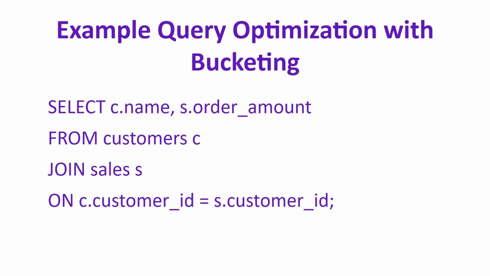You have two large bucketed tables on customer ID, sales and customer. So: select c.name, s.order_amount from customer c join sales s on c.customer_id = s.customer_id. If both tables are bucketed by customer ID into the same number of buckets, Hive skips the shuffle phase and does a bucket map join. This reduces IO and processing time significantly.